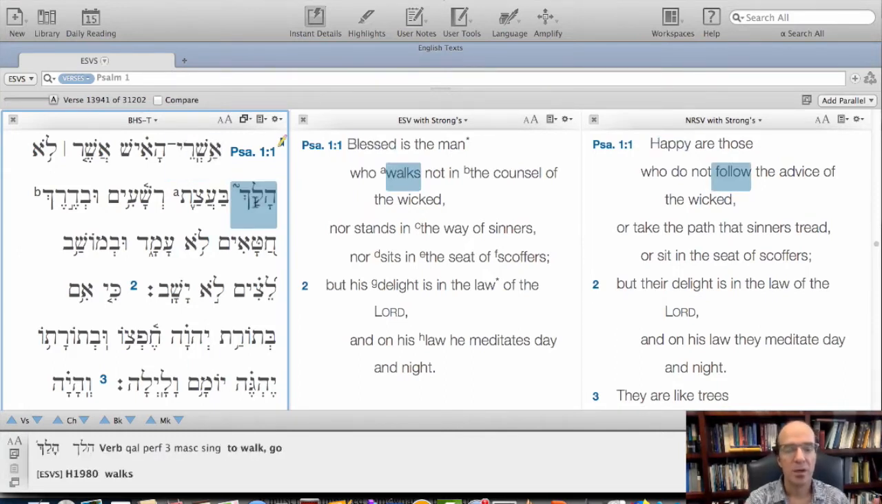Okay. Now, what's the parsing on halak? Some of you ought to be able to do that by sight. That's one of your vocabulary words.